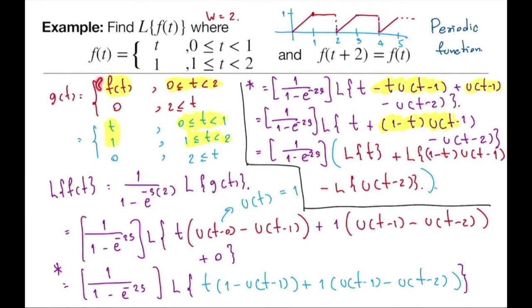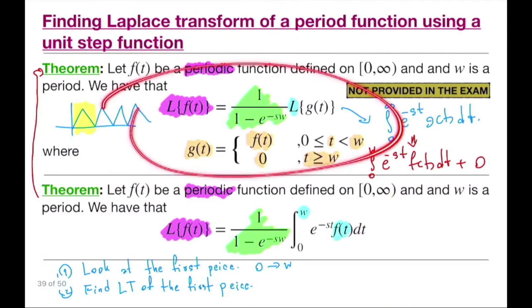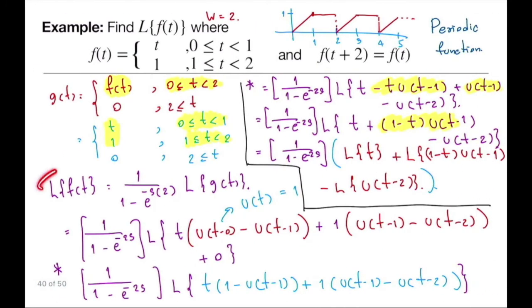Okay, f of t is t and 1, so we can split this f of t into t and 1. And from this theorem, the Laplace transform of f of t is 1 over 1 minus e to the minus sa times the Laplace transform of g. To do the Laplace transform of g, it's a step function, right? The g here is a step function.